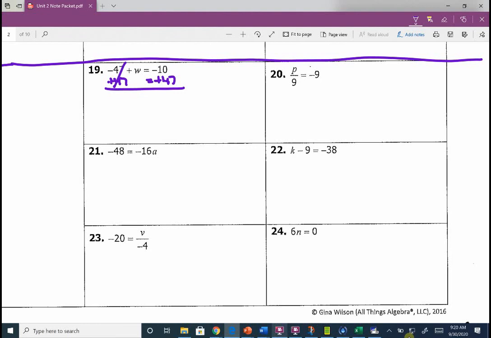If I put that in to check, -47 plus 37, does that equal negative 10? That's what we're trying to see. And yes, I get negative 10 equals negative 10. It checks out for us. So to finish up today, we want to finish off questions 20 through 24.